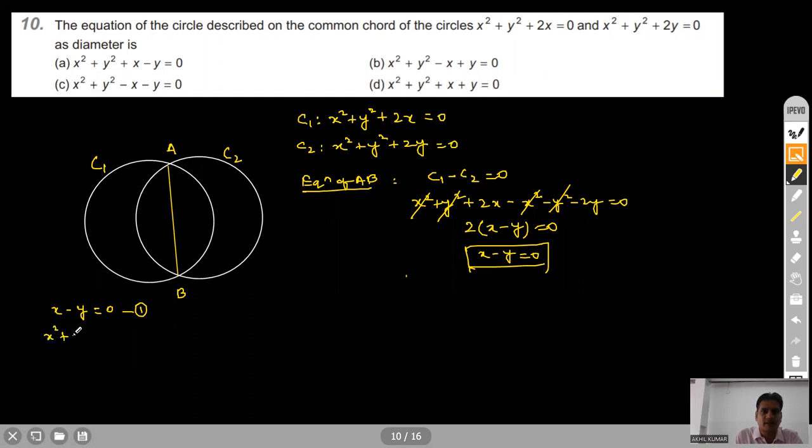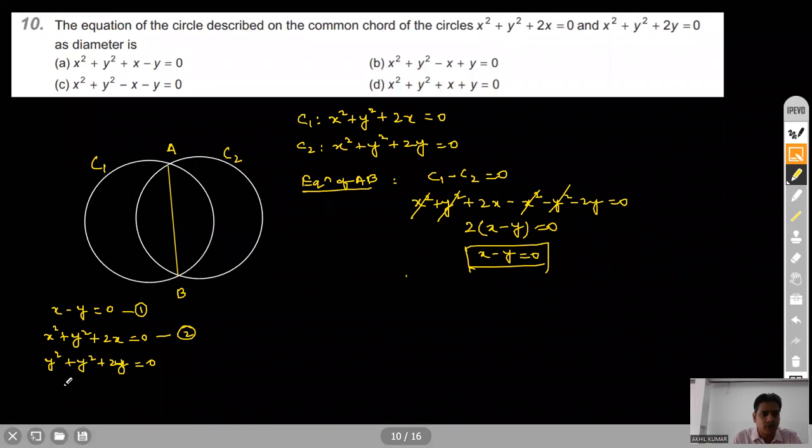I will solve for x and y. So this is x square plus y square plus 2x equal to 0. I will take the intersection point. So from equation 1, y equal to x. So I can put here y square plus 2y equal to 0.